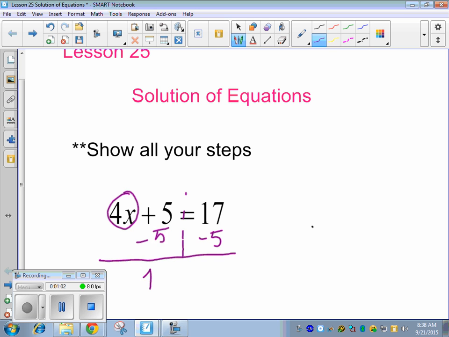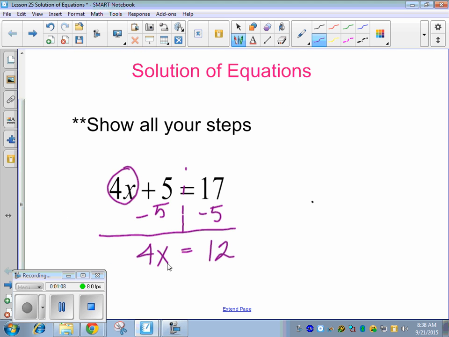Now I will get that 4x equals 12. Now I'm going to divide both sides by 4. And x equals 3. Not too bad, right? We're just putting both of our tools together. It's always addition and subtraction first.